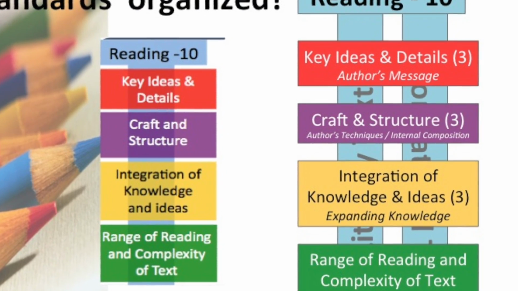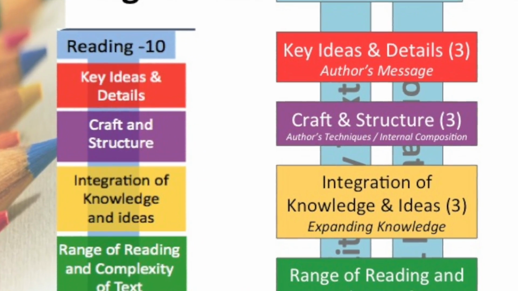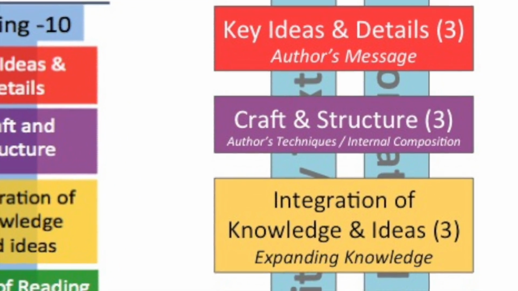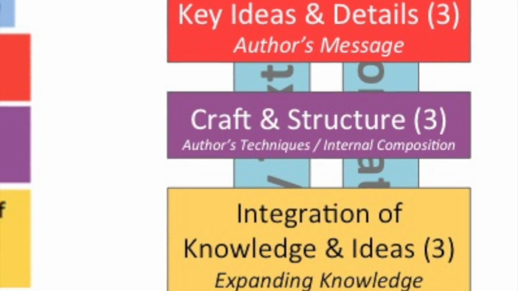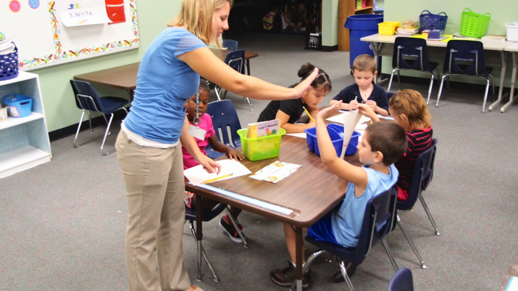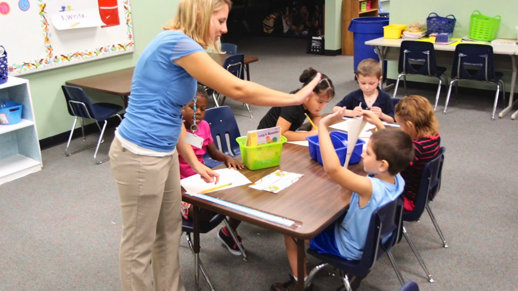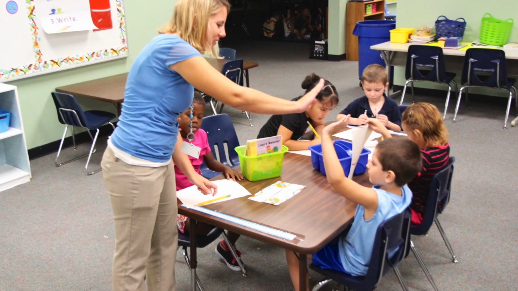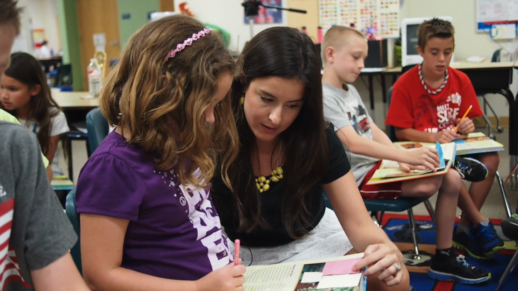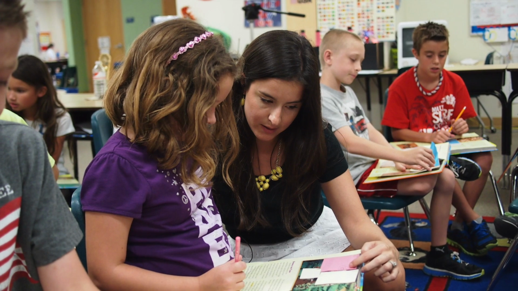Now consider the standards that are under craft and structure. This cluster of standards, standards 4, 5, and 6, ask the reader to dig deeper into their reading. These standards really ask the students to consider, what are the techniques that the author used when they crafted this piece? What decisions did the author make that would impact the telling of their message?